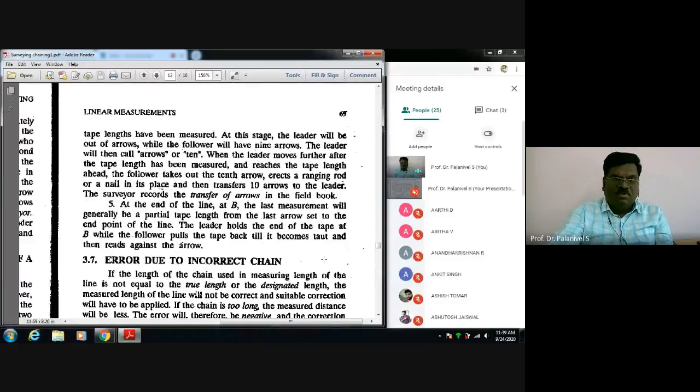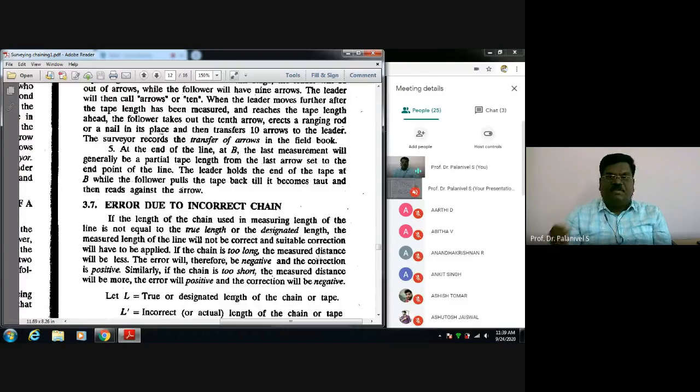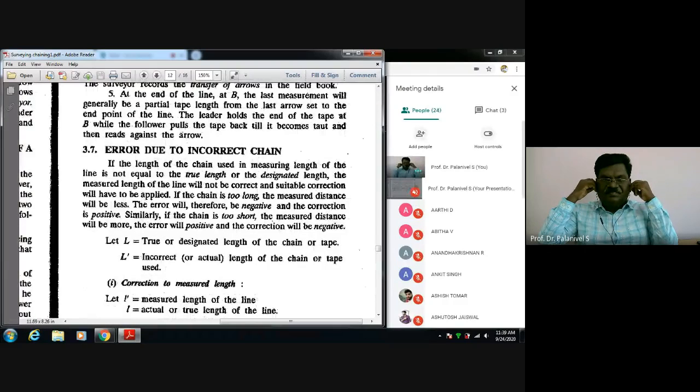Okay, I will go to error due to incorrect chaining. You are doing chaining. Sometimes what happens? You are using a 20-meter chain and a 30-meter chain. What is the guarantee that the chain is exactly 20-meter length or 30-meter length? At the time of manufacture, it was perfect, 20-meter and 30-meter chain. But while it is being used in the field, how roughly it will be handled, how much hardship the chain will undergo, you all know.